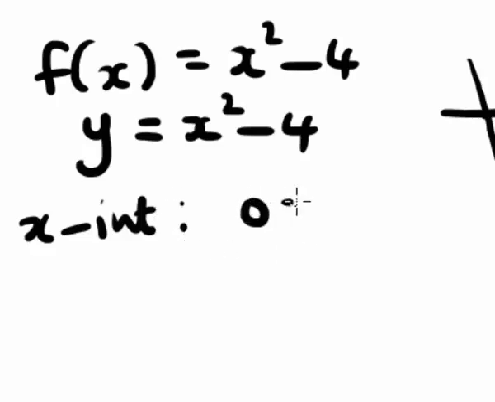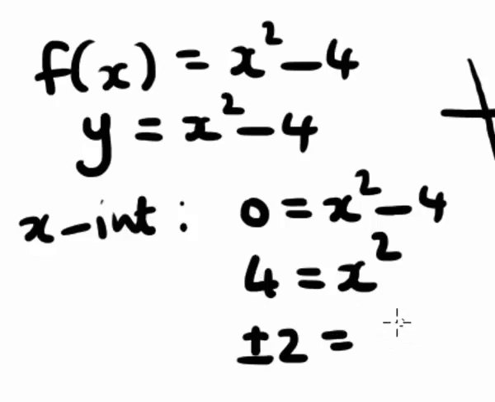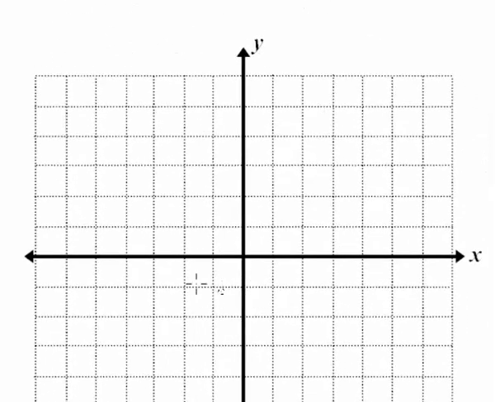We're going to let y be 0. Okay, and if you remember, we could bring the negative 4 across. 4 is equal to x², and plus or minus the square root of 4 is equal to x, which is plus or minus 2. The y-intercept, well, that's easy. That's just the number on the end there where x goes to 0. So if we draw this graph quickly, we've got negative 2, we've got 2, and negative 4 is over there.